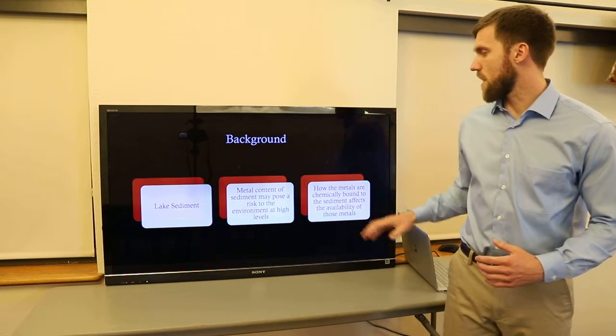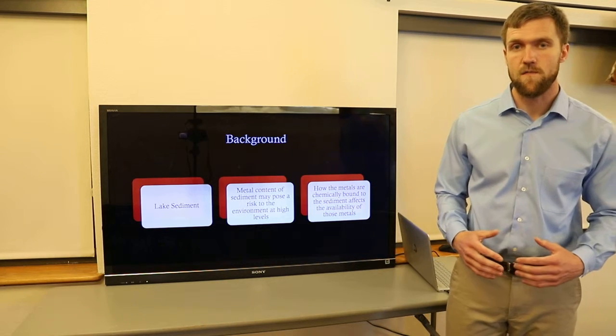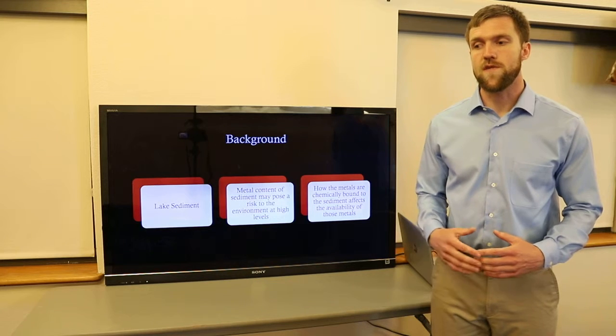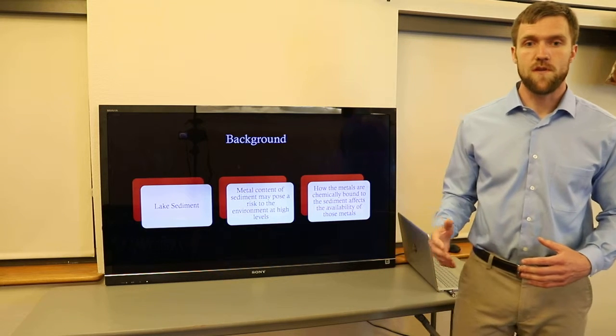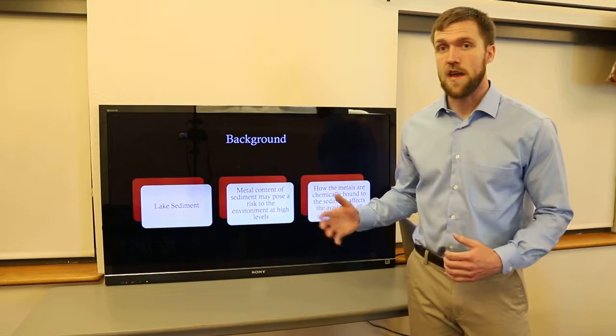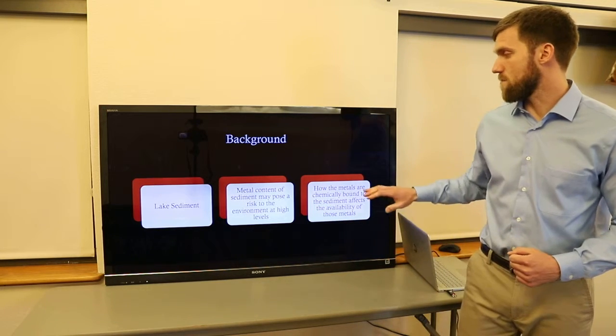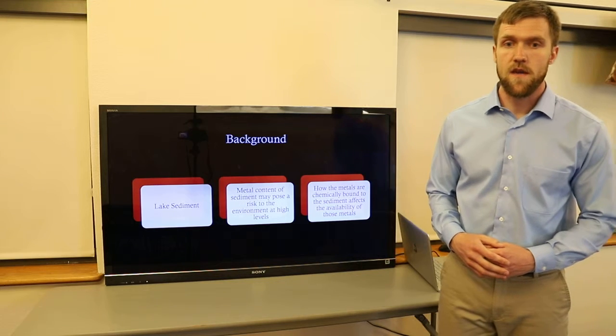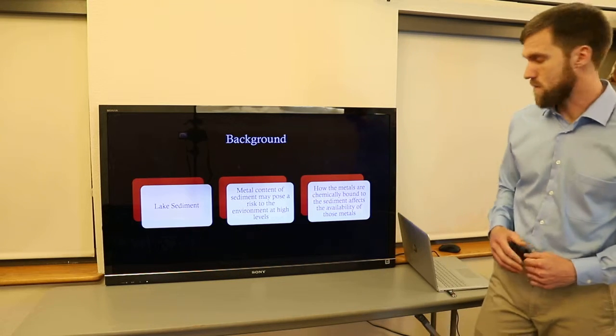However, how the metals are actually chemically bound to the sediment plays a large role in the availability and mobility of that metal and how it can actually affect the environment. I will get more into the chemistry later as I go on and discuss the methods that I chose to follow.